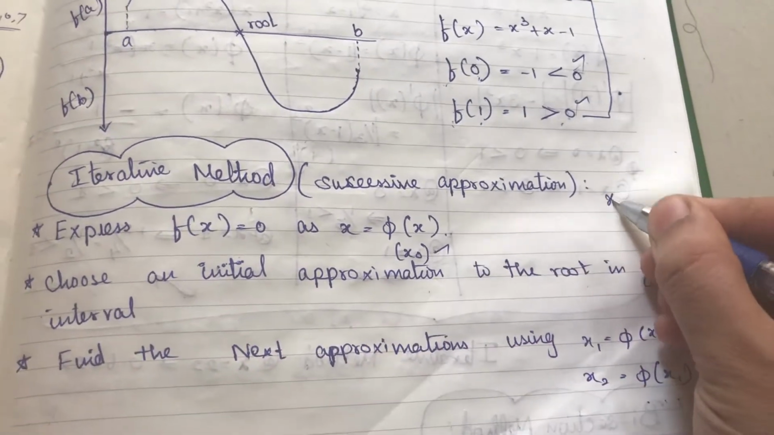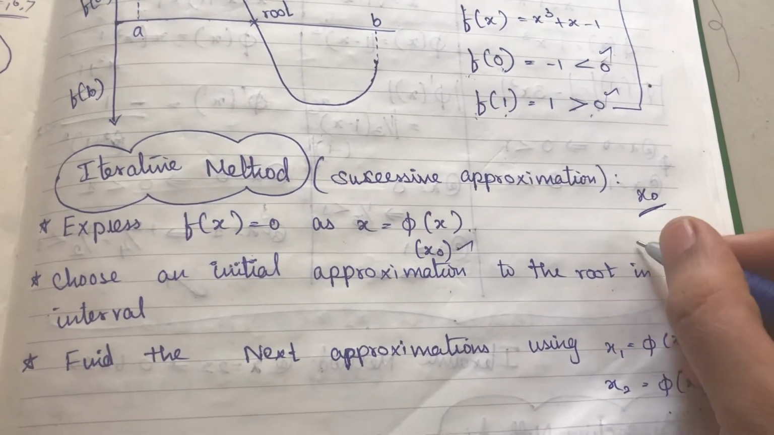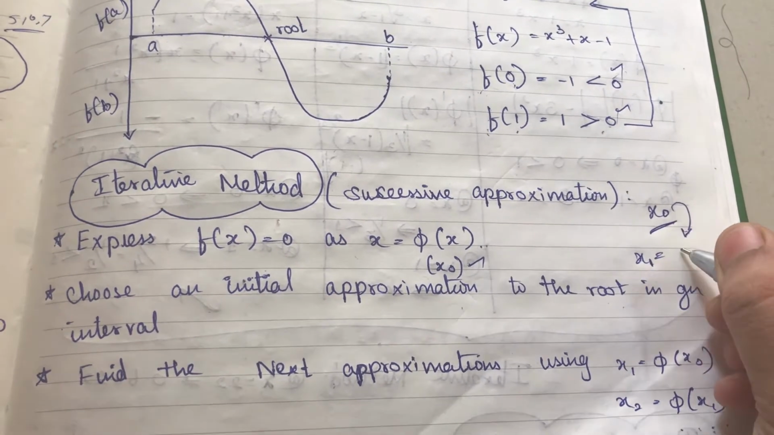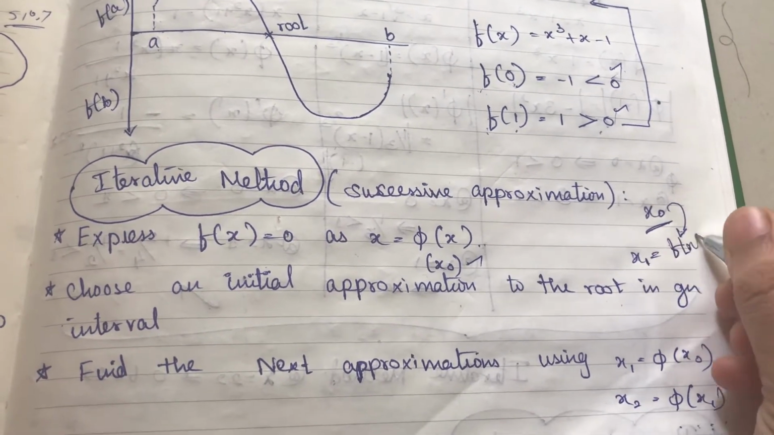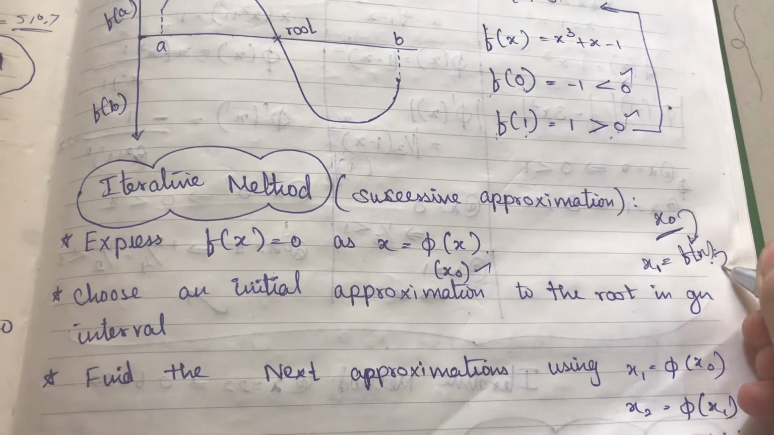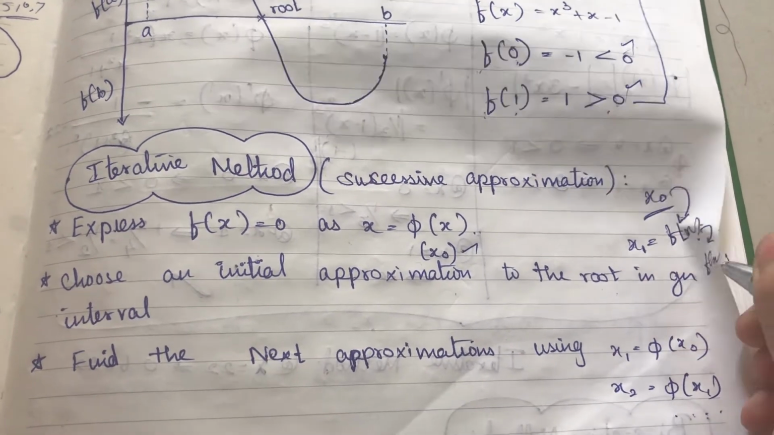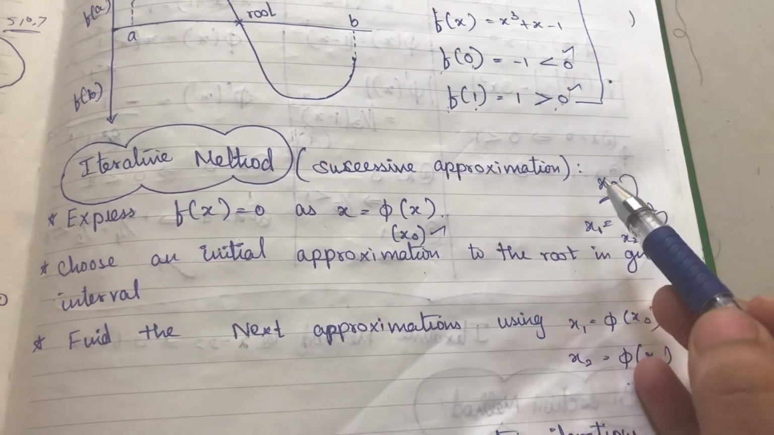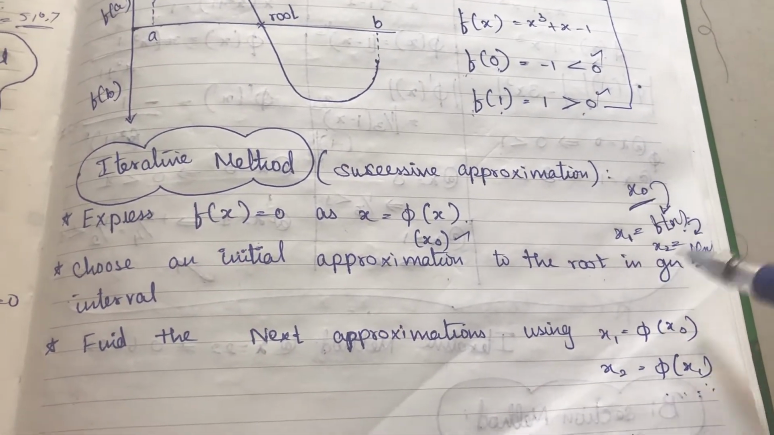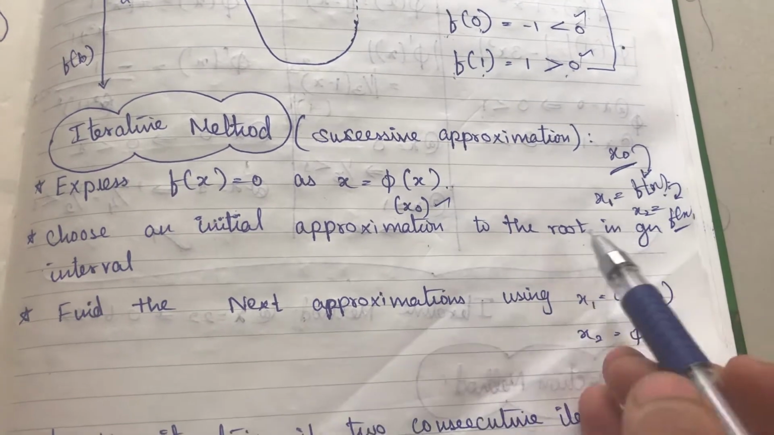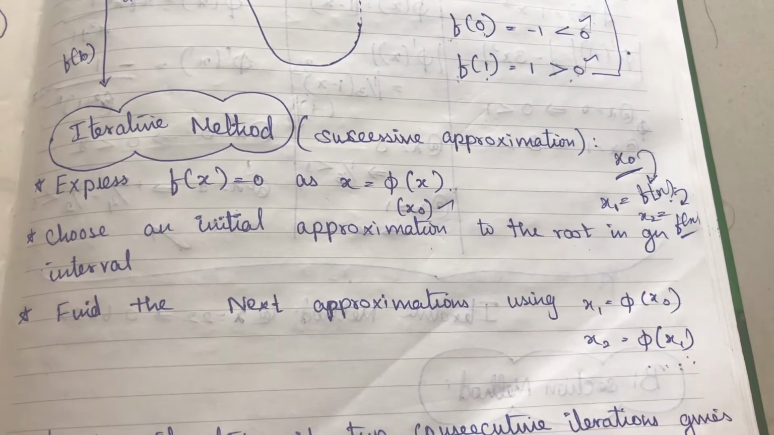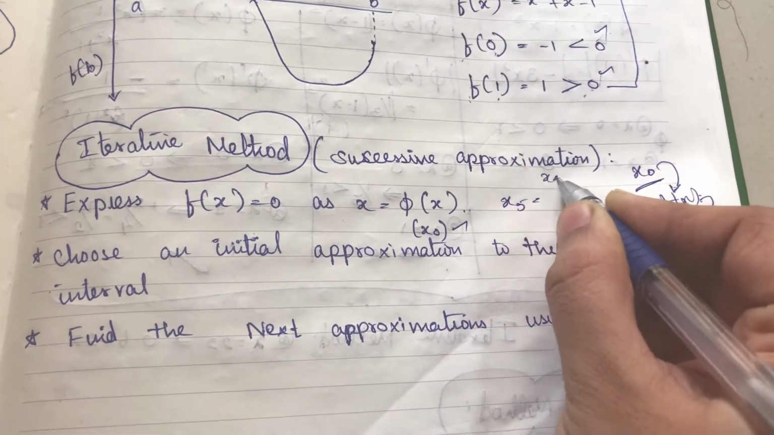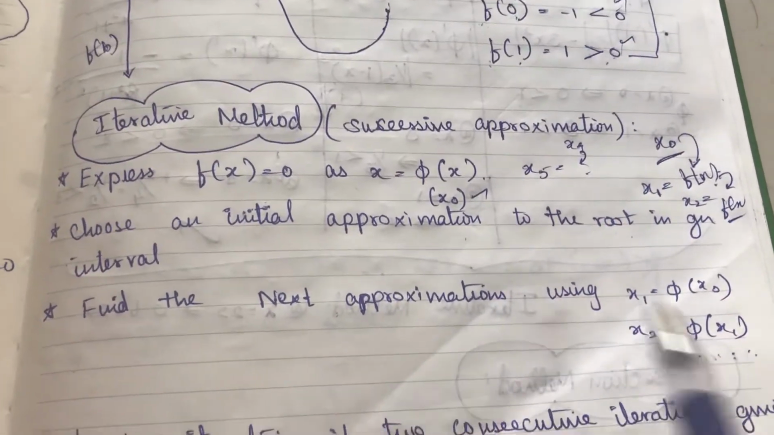We just need to find the initial approximation. After that, for finding x1, I need to substitute this x naught in the phi of x function. Again, I substitute this x1 in the function, and I will get x2. So we need to substitute till the end, so we can find x1, x2, x3, x4. For example, if I need x5, I need to substitute x4 in this function. That's it. So this is the thing here.